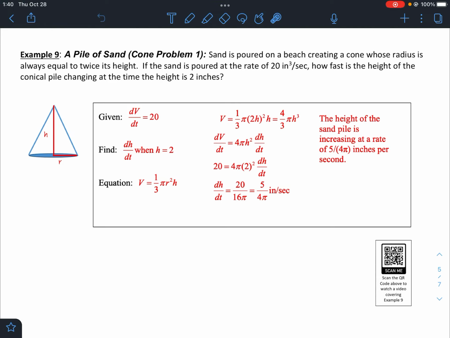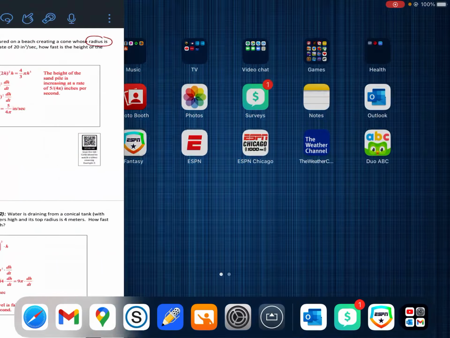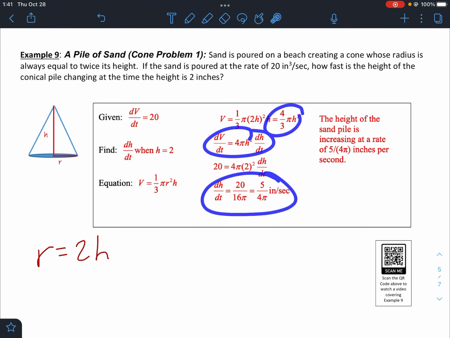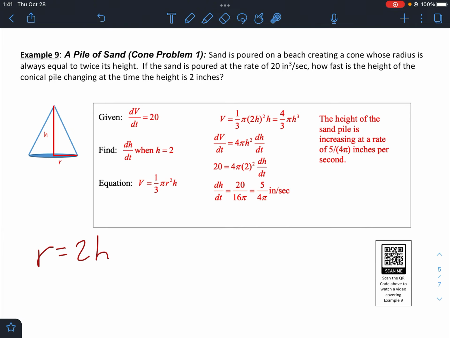To do this here, since we don't know anything about the radius, what we want to do is say, all right, well, I know that the radius is twice the height. And then what I can do here is replace r with 2h. And then simplify, and then take your derivative, and then solve. And we get 5 over 4 pi inches per second. Pause the video here before trying number 10.